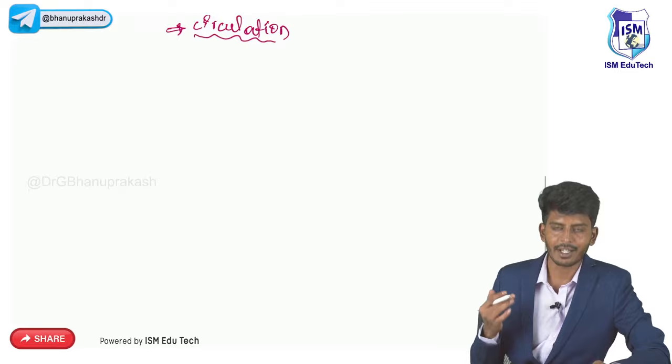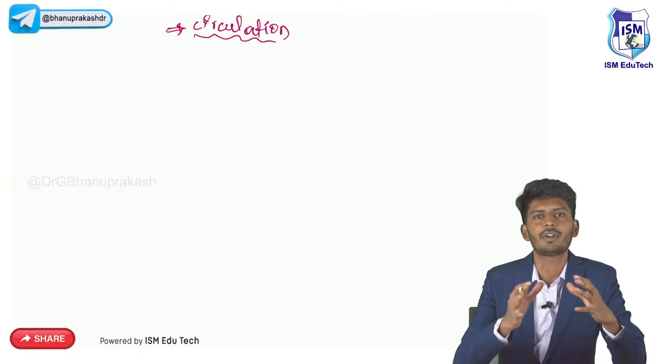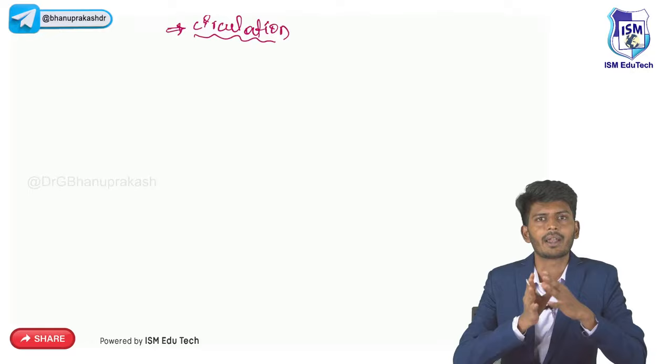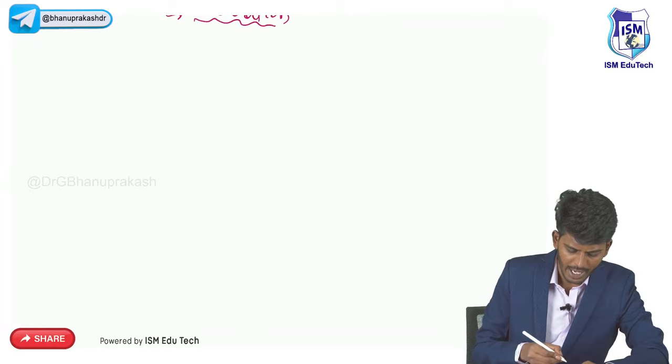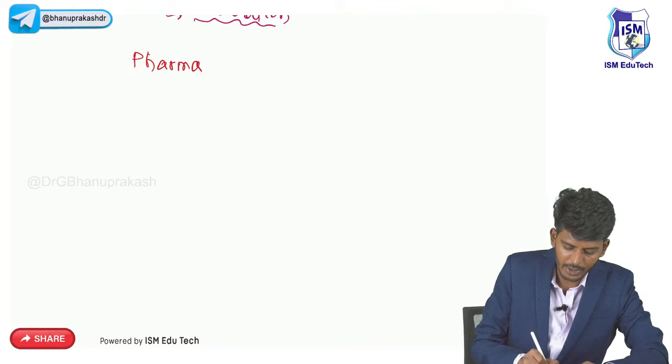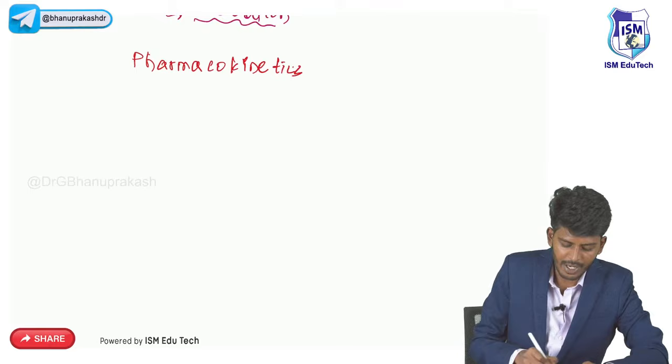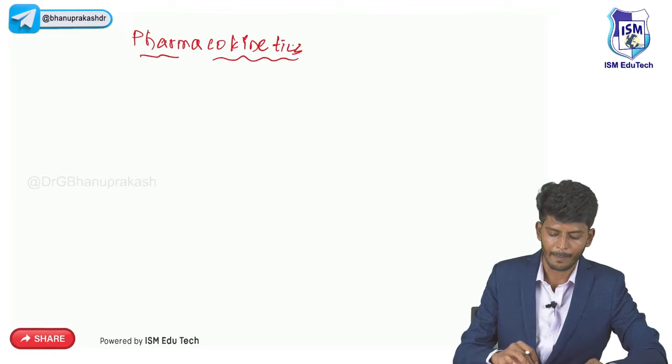See, guys, it's very easy in the routes of administration. It is very simple to be understood, right? But when you go to the next important aspect, whatever drug you give, what happens to that? Let's start with the most important chapter, that is called pharmacokinetics. To be frank, the route of administration from the exam point of view is less important, but pharmacokinetics is a big chapter and very important, and quickly we are going to go through.